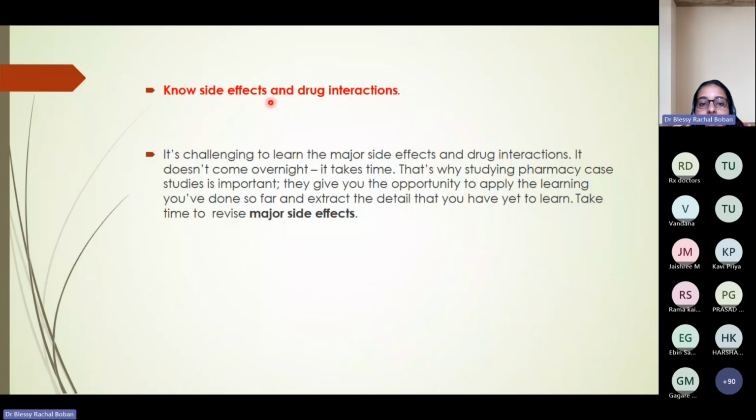And you have to know side effects, drug interactions. So I have already told you about drug interactions. If you get a case scenario question, like nitrates: the patient has hypertension, diabetes, and is taking nitrates for some angina condition. And in the same question, they give you a patient recently diagnosed with BPH, benign prostatic hyperplasia.